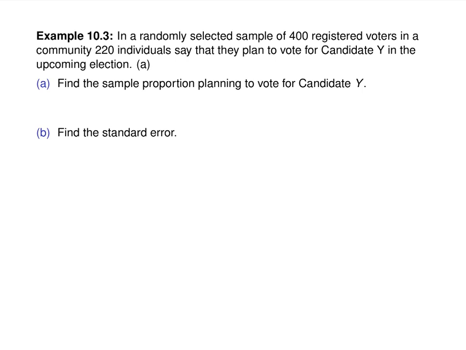All right, in a randomly selected sample of 400 registered voters in a community, 220 individuals say they plan to vote for candidate Y in the upcoming election. So first, find the sample proportion planning to vote for candidate Y. So p hat will equal 220 say they plan to vote for candidate Y out of 400 total, which is 0.55.